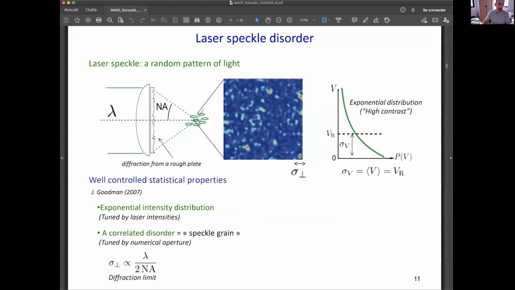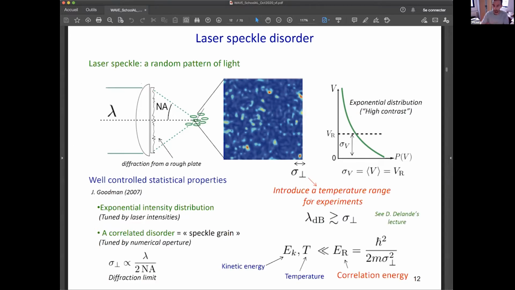If I come back to the statistical properties of this speckle, I already talked about this exponential intensity distribution, which I will not consider too much today. But another important one, which has also been discussed a bit by Martin and of course by Dominique yesterday, is the speckle grain. If you create a potential with light, of course, it has a certain size, and the minimal size that you can do is given by the diffraction limit. It's easy to show that for the speckle pattern, the typical size of the speckle grain is indeed given by the diffraction limit. And this size is very important for the physics because it defines an energy range or a temperature range for the experiment.